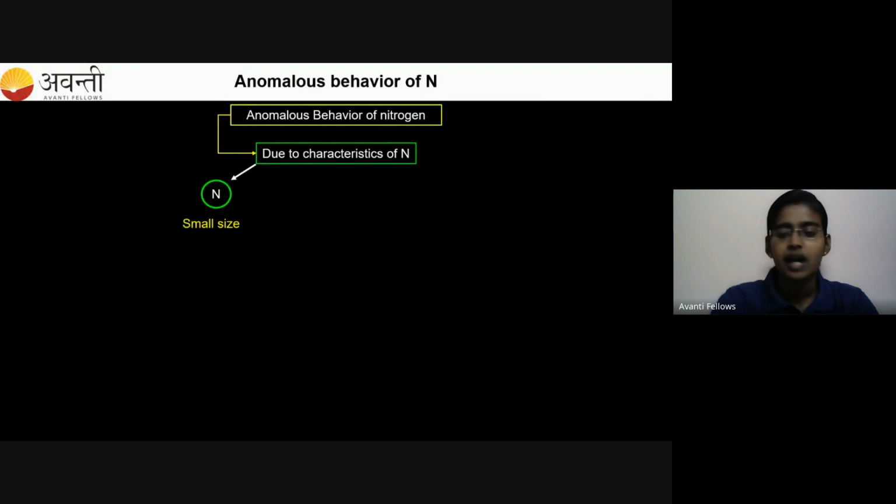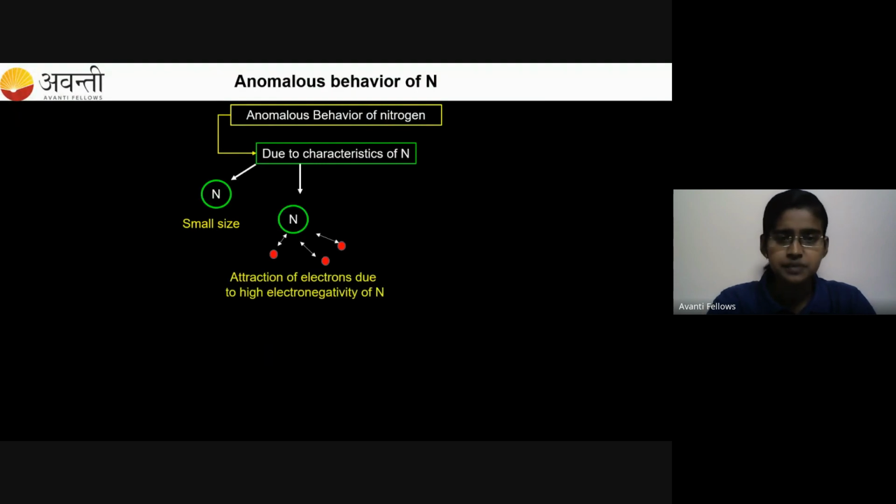The second reason is the high electronegativity of nitrogen. We all know that nitrogen is the third most electronegative element in the whole periodic table. Because of its high electronegativity among its group members, it behaves differently. The third reason is related to ionization energy. The ionization energy of nitrogen is very, very high. This is the third property.